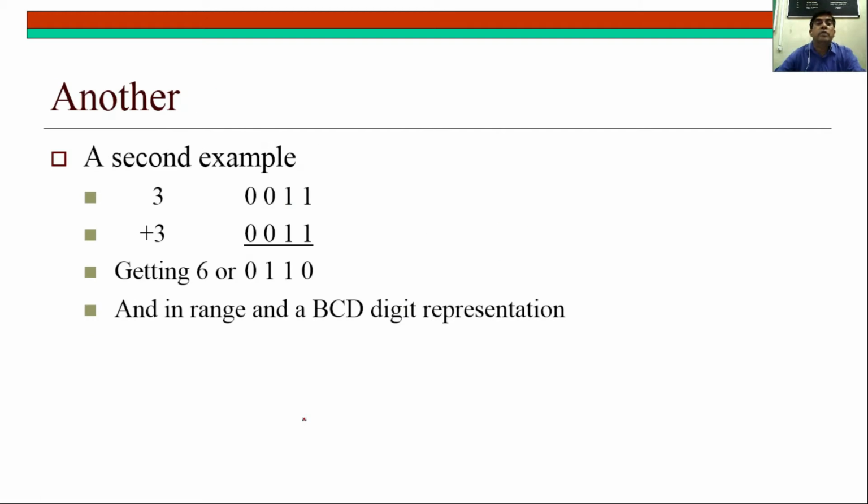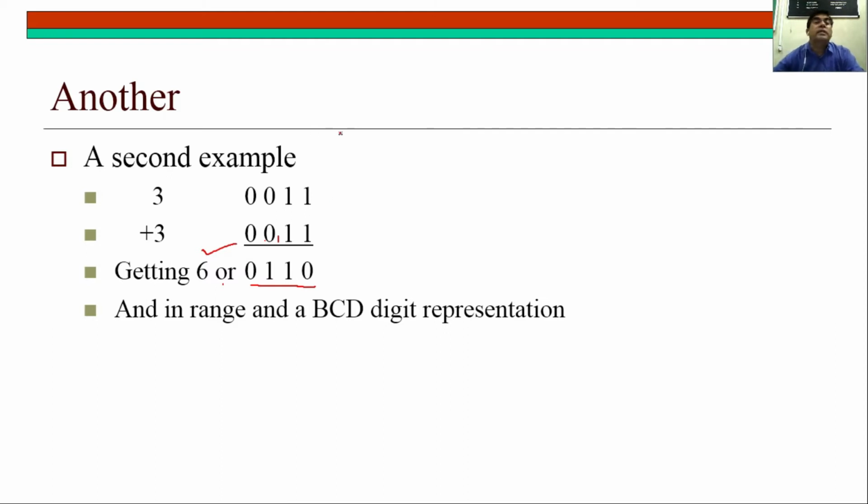Now we take some more examples to see whether it is correct every time or not. Let's take 3 plus 3. 1 plus 1 is 0, carry 1. Then 1 plus 1 is 1, carry 1. Then 0 0 plus carry 1 gives 1. So this is 0 1 1 0, which means 6. It is correct, no problem. Whenever the answer is in a range that can be represented by a BCD number, between 0 and 9, there will be no issues.